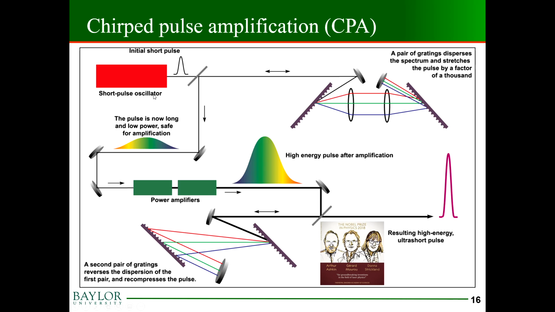This is the short pulse oscillator, the laser. So there is an initial short pulse, and then it adds dispersion. The way it adds it is called a grating. We're not focusing on the grating, but you can just think of a section of fiber. So it will broaden the pulse.